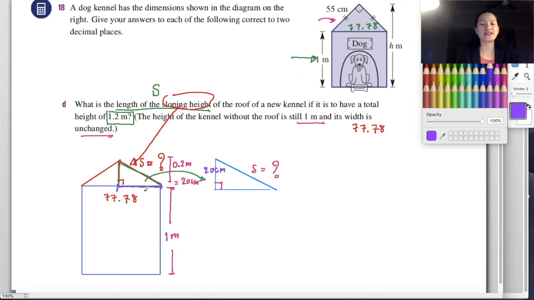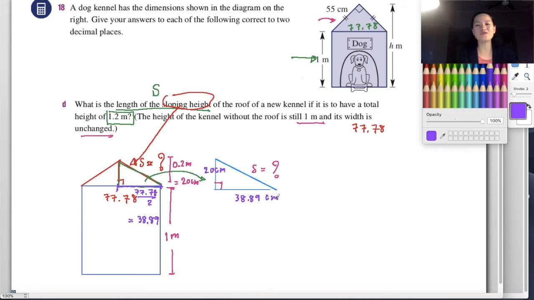And just this part, you just divide it. 77.78 divided by 2. 77.78 divided by 2 is equal to 38.89. Okay, this one is 38.89 centimeters.